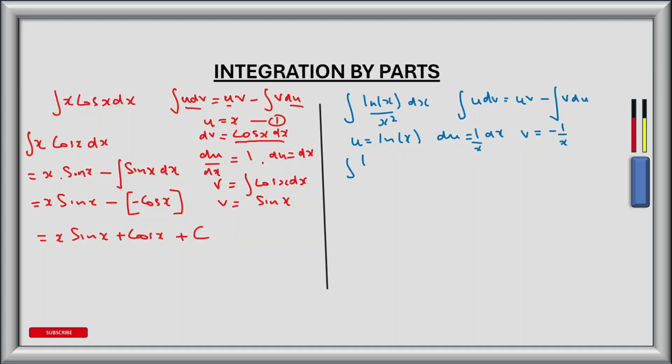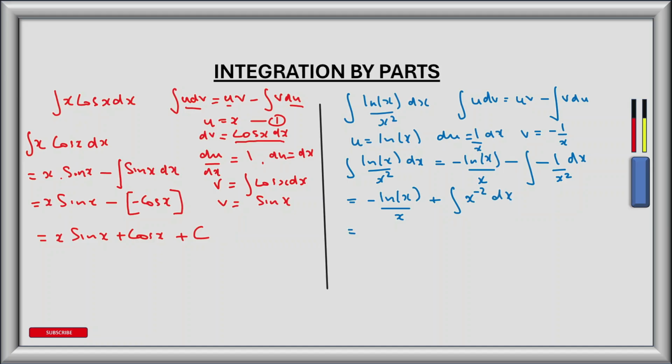So the integral of log of x over x squared dx is equal to, the u is log of x times v, which is minus 1 over x. So that's minus log of x over x. So that's minus the integral of v, which is minus 1 over x, du, which is 1 over x dx. So multiplying those two together gives us minus 1 over x squared dx. So this is equal to minus log x divided by x. And if we take the negative sign outside of the integral sign, it becomes a plus, plus the integral x to the power of minus 2 dx.